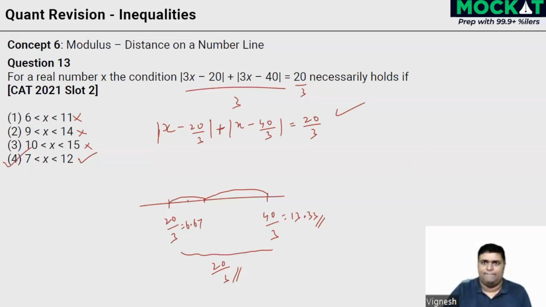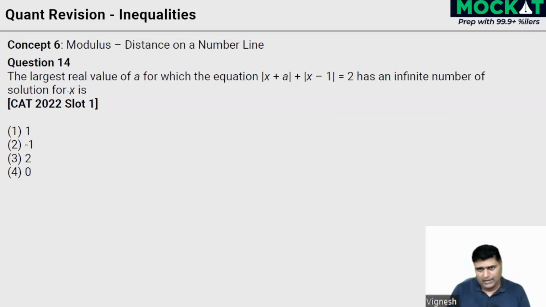Okay, let's move to the next one. Question 14. The largest real value of a for which the equation modulus of x plus a plus modulus of x minus 1 equals to has an infinite number of solutions for x, right? So infinite number of solutions. So what we had seen earlier, right? That's the concept. Now, if I find for x modulus of x minus 1, the deflection point is 1.